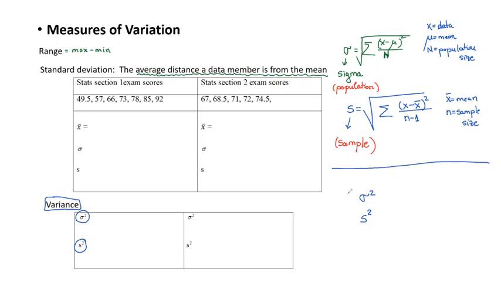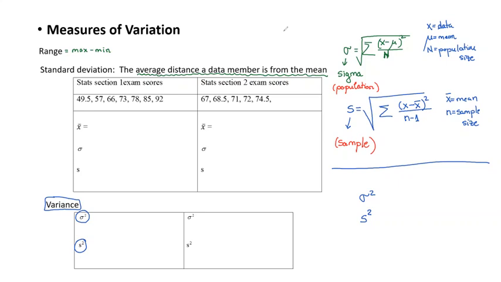So let's go ahead and do an example. There are actually two examples right here. I'll go ahead and use the calculator to figure out the results for example 1. And feel free to practice with example 2.